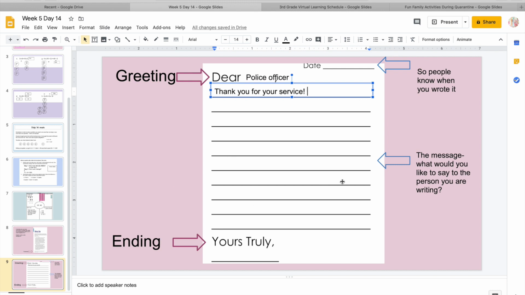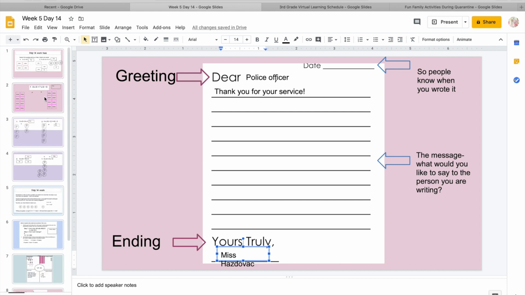And then once you're done writing, you don't have to go all the way to the bottom. You're going to do your ending. So this is where you're signing off, yours truly, and it's important to write your name so they know who you are. So I'm going to write Miss Hazdovac. And that is it for your packet for the week.